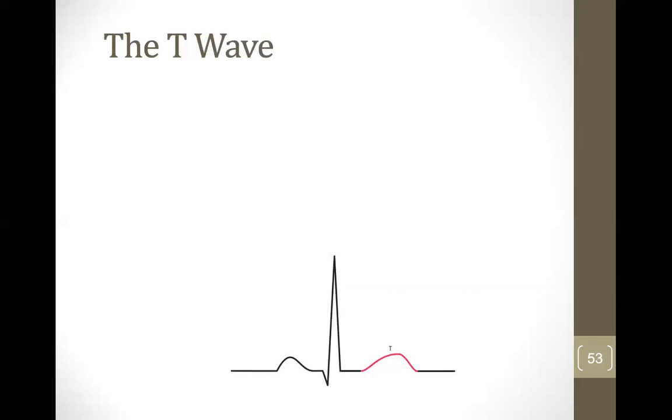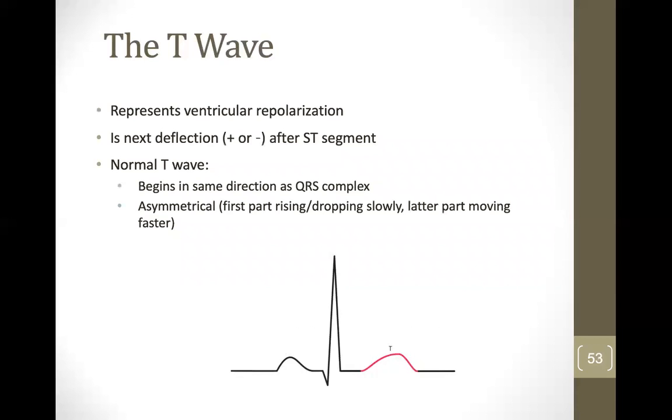And then lastly, we end with our T wave. When you look at the T wave, it's our ventricular repolarization. All the cells in the ventricles were contracting right here, and they all have to repolarize, right? So it's the next deflection, whether it's positive or negative, after the ST segment. And it usually begins in the same direction as the QRS complex. That's what a normal T wave looks like.